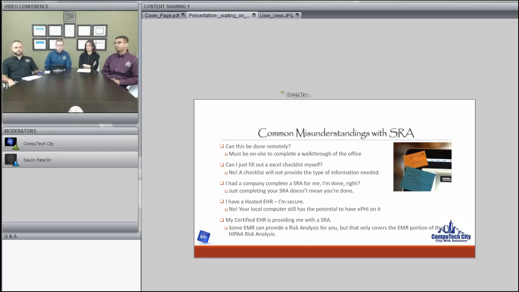Next is my EHR is certified and provides me with SRA. Some EMRs and EHRs can provide a risk analysis for you, but it's only a small portion of the actual HIPAA risk analysis. It doesn't include anything outside of your EHR, like I just talked about, any portal websites, anything, or if an office assistant saves any documentation from an email or anything like that. That's against the security policy. It needs to be reinforced with security.